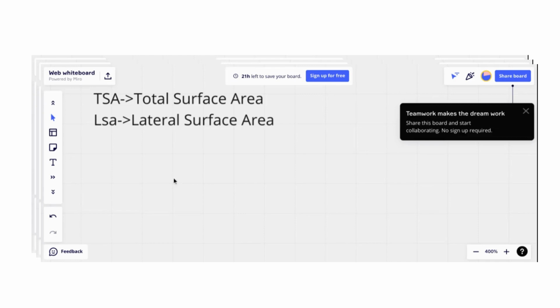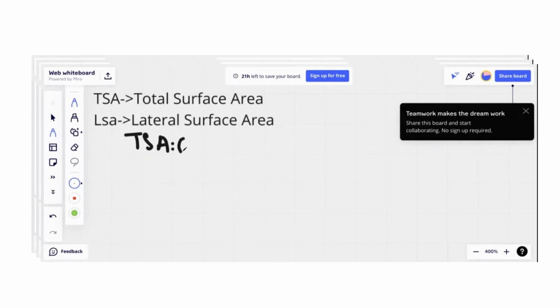Then the lateral surface area is basically the same thing as the total surface area, except we're excluding the top and bottom. That means we're only going to be counting 4 sides of our cube. Or if there's a cylinder, we're not going to be counting the top nor bottom of it. We're just going to be focusing on the middle part. So that's what TSA and LSA are. So let's go ahead and start with the TSA of a cube.